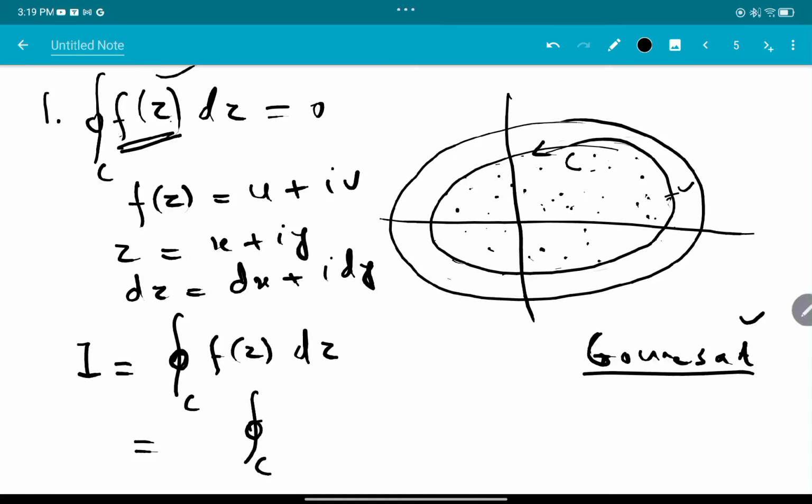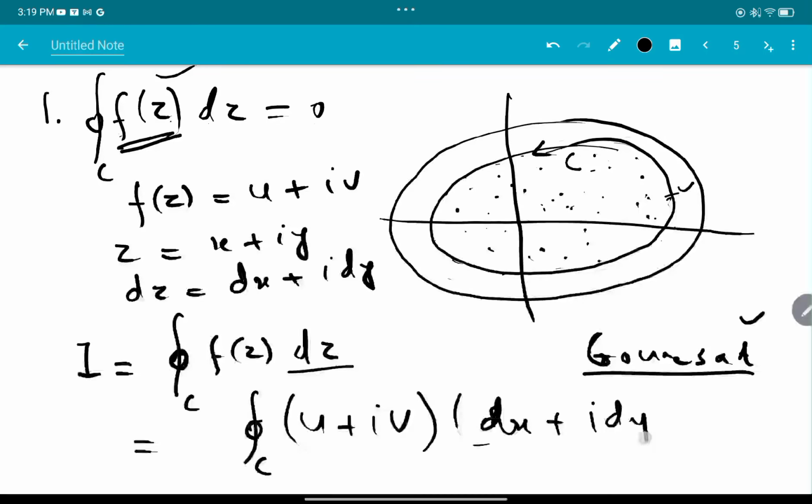Physics and engineering students are aware of this because of Gauss's law of electrostatics. Now this f(z) is u plus iv, into this dz. For example, dz is dx plus i dy. Okay.